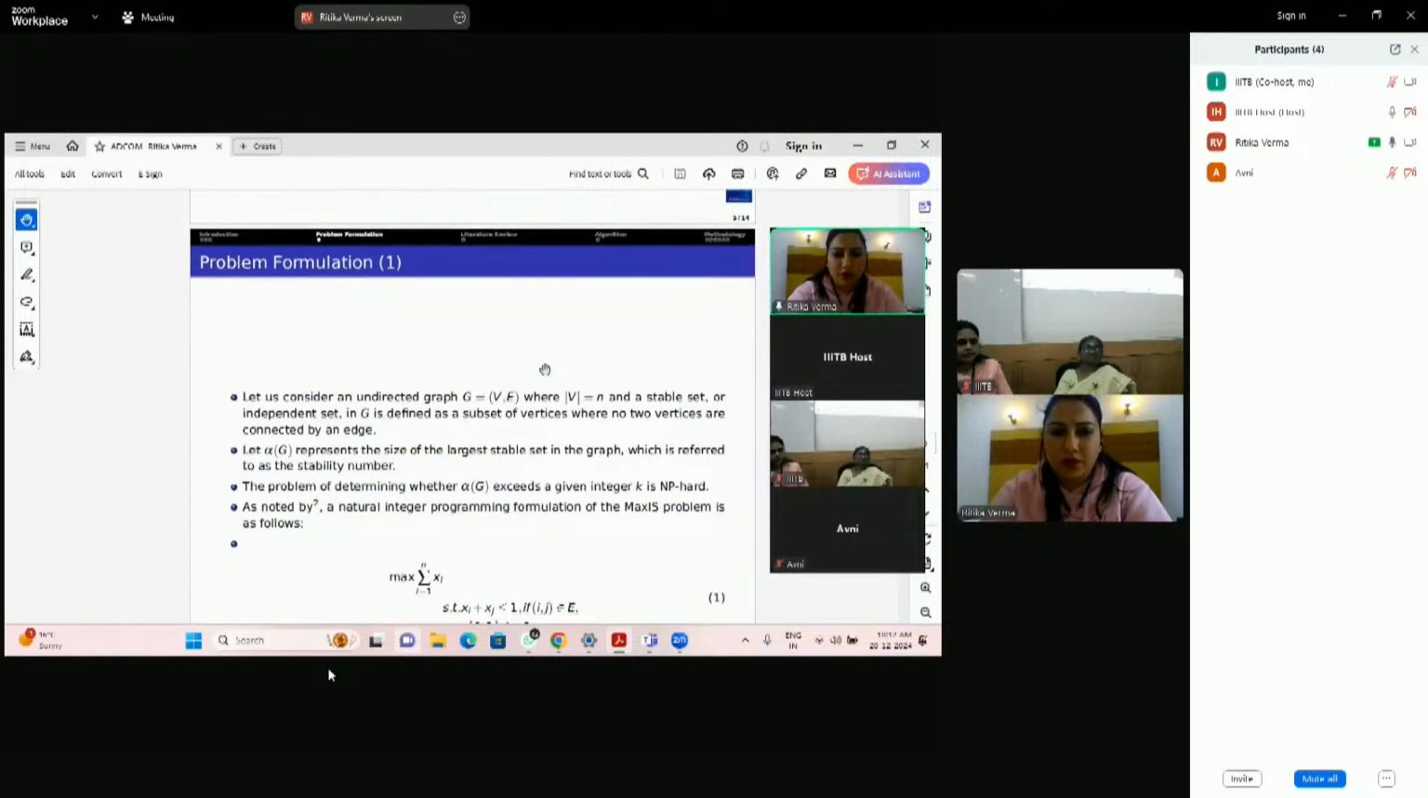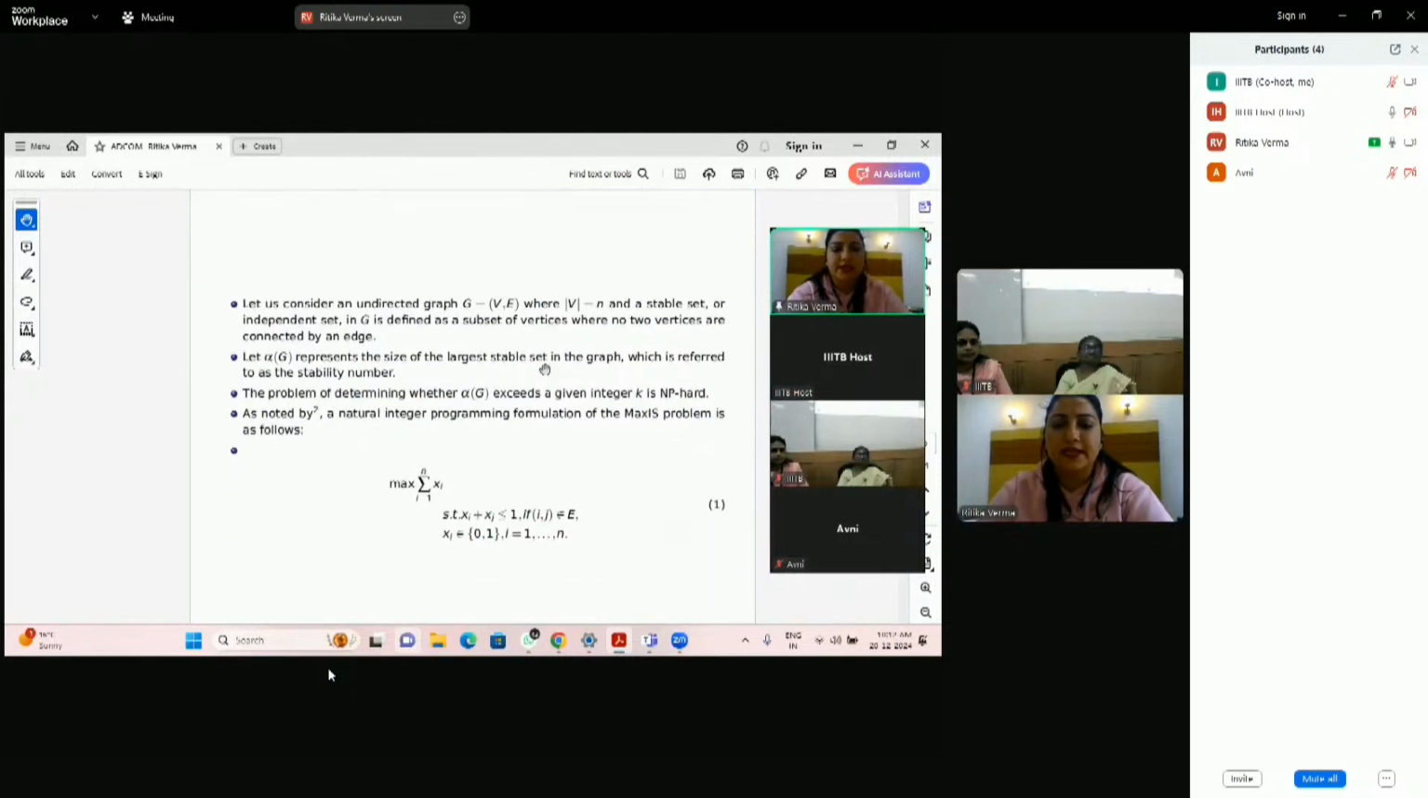This is the problem formulation of the maximum independent set. Let us consider we have a graph G in which we call the vertices V and we call the edges E. S is the stable set, or we can say the independent set, where no two vertices are adjacent to each other. Alpha(G) denotes the maximum independent set, or the size of the largest independent set in a graph. That is also called the stability number.